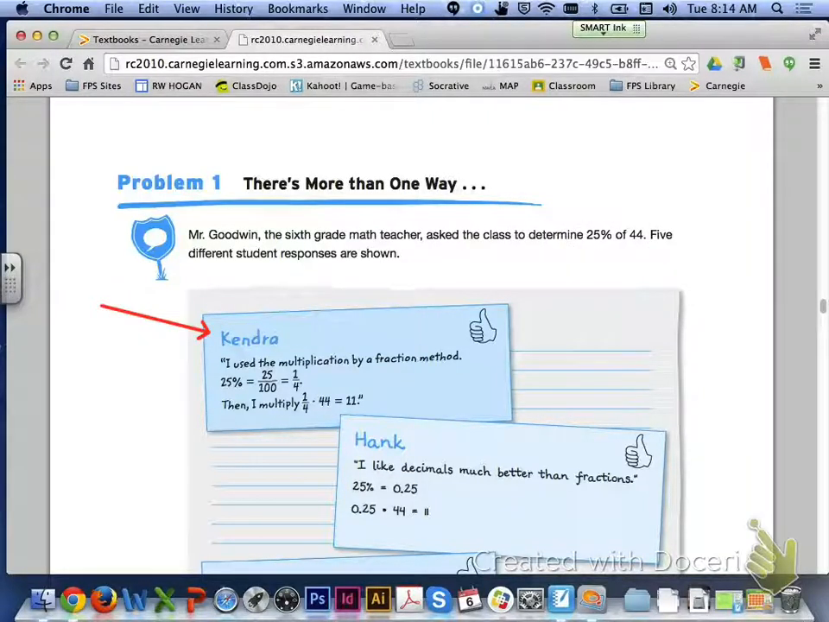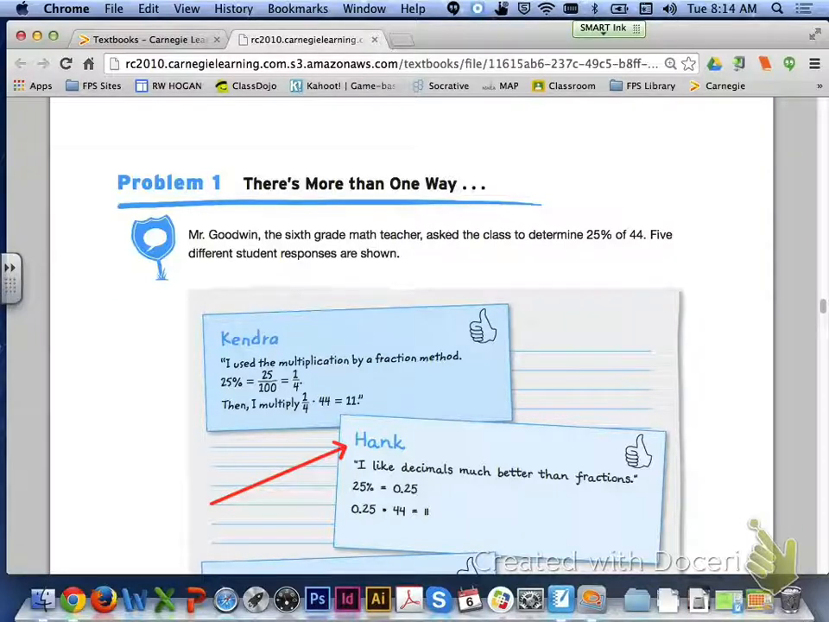So let's take a look at Kendra's method first. She said that I used the multiplication by a fraction method. 25% is equal to 25 hundredths, which is equal to 1/4. Then she multiplied 1/4 times 44 to get 11. Her method is going to be the most efficient to use when the percents can be easily converted to fractions.